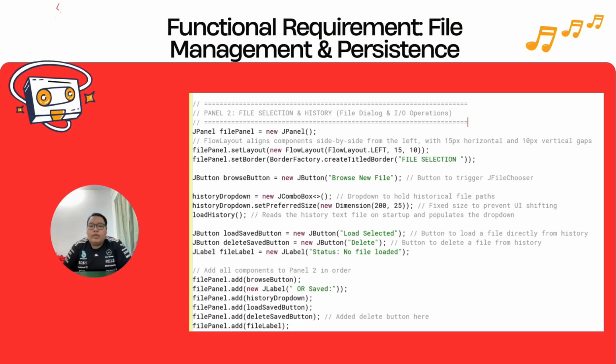Here is a look at the backend implementation for this feature. This code snippet demonstrates how we set up the file selection and history operations. We initialize a JPanel with a flow layout to align the components neatly from the left side. You can see the instantiation of the JComboBox for the history dropdown, alongside the respective buttons for browsing new files, loading saved files, and deleting history. This structure ensures our persistent logic is seamlessly connected to the user interface.